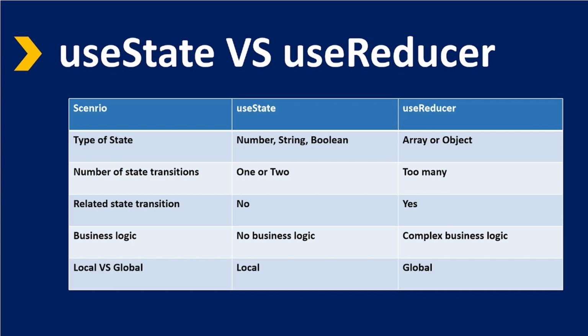Business logic: useState has no business logic, and useReducer has complex business logic. Local versus global state: useState is the local state, and useReducer is the global state.